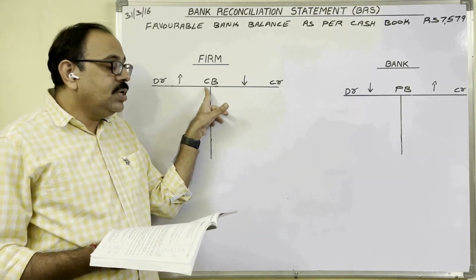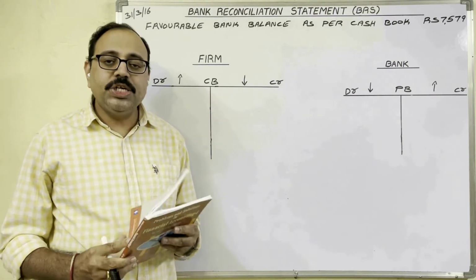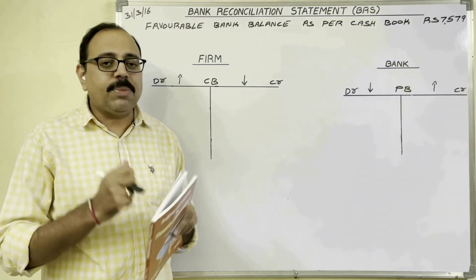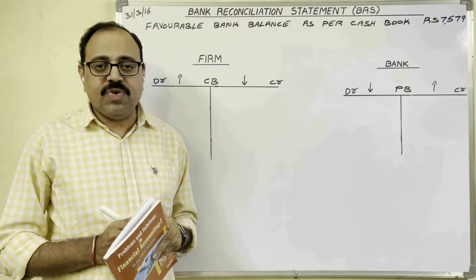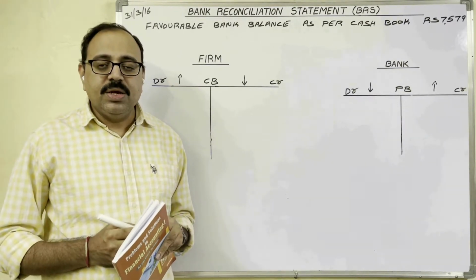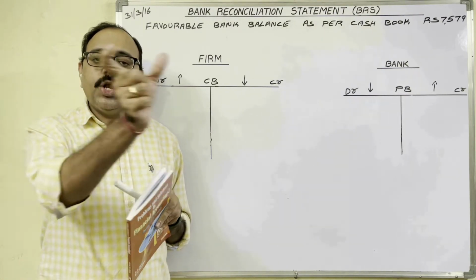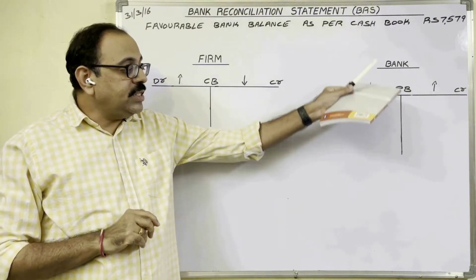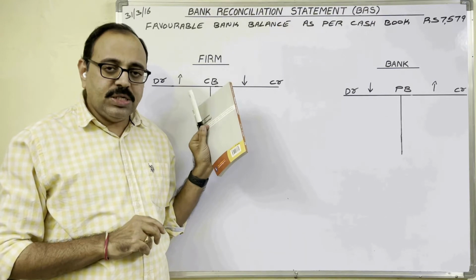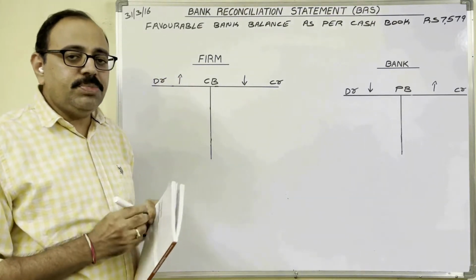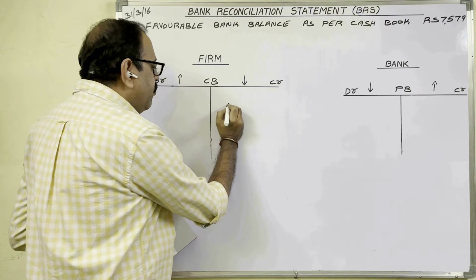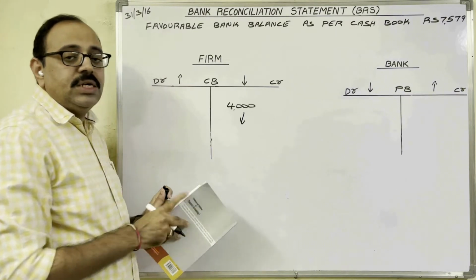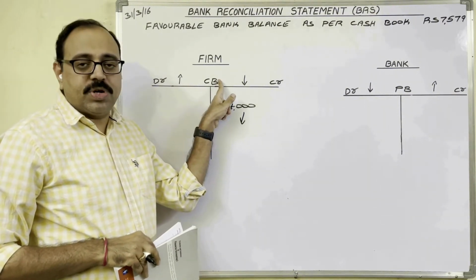So the firm issued checks for 4000 rupees. Issue means what? Payments. So the firm has to pay 4000 rupees to suppliers. Instead of paying in cash, the firm issued checks to them. The firm assumes that suppliers went to the bank, presented the checks and took the money. So the bank balance decreased. With the firm, the cash book is there. So in the cash book, decrease means which side? Credit side, no? When the firm issues checks, on that day only, the firm credits 4000 rupees in the cash book.